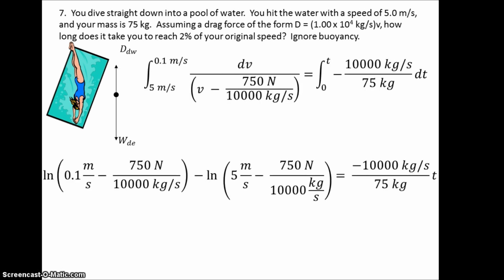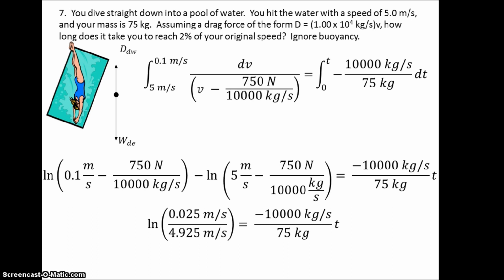So it's going to be natural log of 0.1 meters per second minus 750 newtons over 10,000 kilograms per second. And then evaluate it at 5 meters per second on the left-hand side. On the right-hand side, we're evaluating between 0 and t, so the 0 part drops out. Just have the t left. Simplify the left-hand side using properties of logs. And then multiply both sides by 75 kilograms over negative 10,000 kilograms per second. And we get approximately 0.04 seconds.